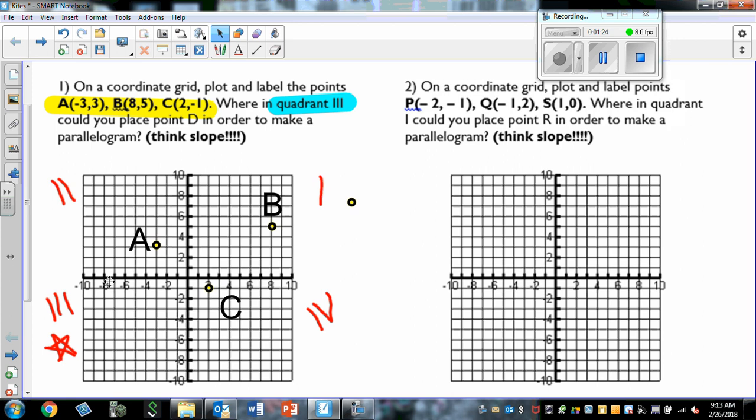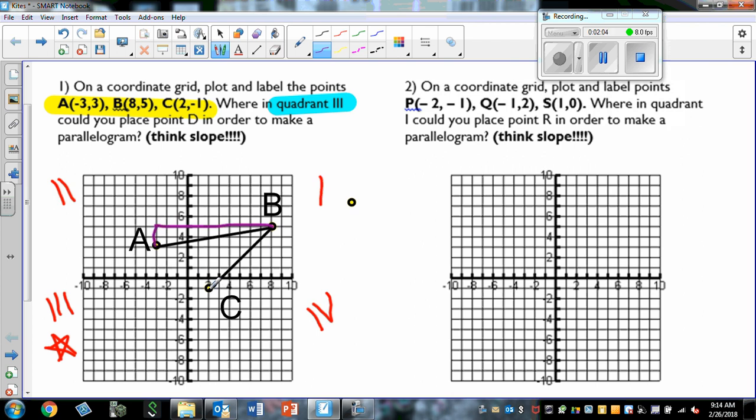Okay, since I want to end up in quadrant 3, I'm going to go ahead and connect the dots that I do have. So A and B, C and B. I'm trying to figure out the corner across from B. The easiest way to do that is to count your slope. So if I look at this and I'm starting at B, I'm going to have to go backwards 1, 2, 3, 4, 5, 6, 7, 8, 9, 10, 11. So backwards 11 and down 2 to get to A.